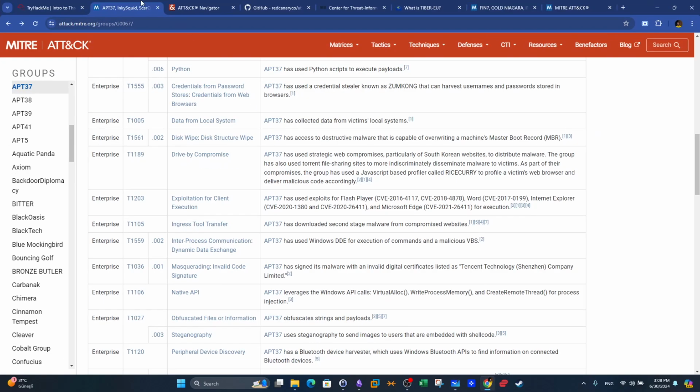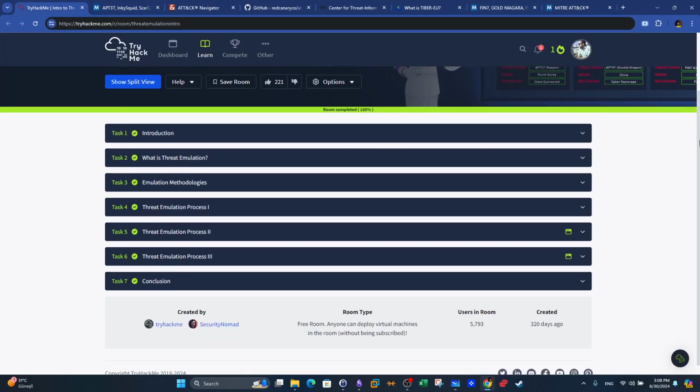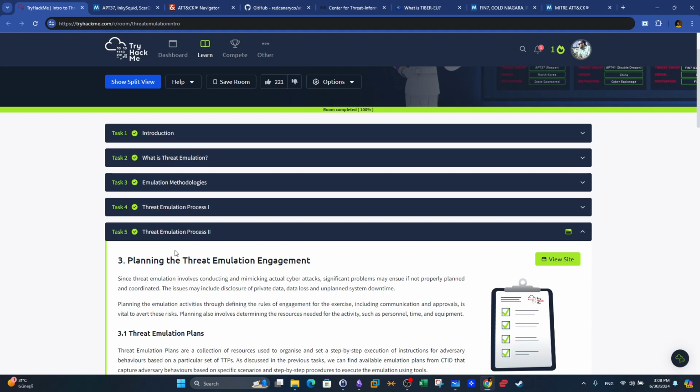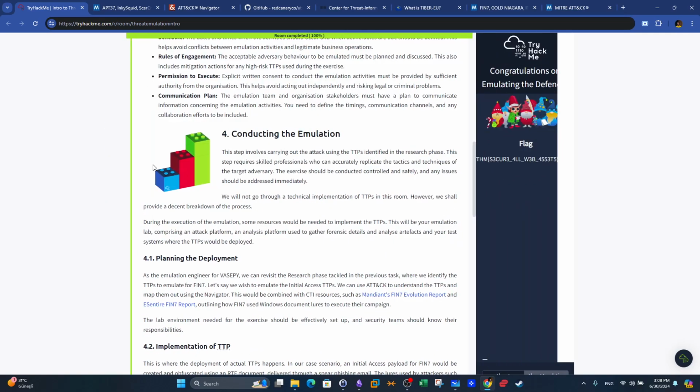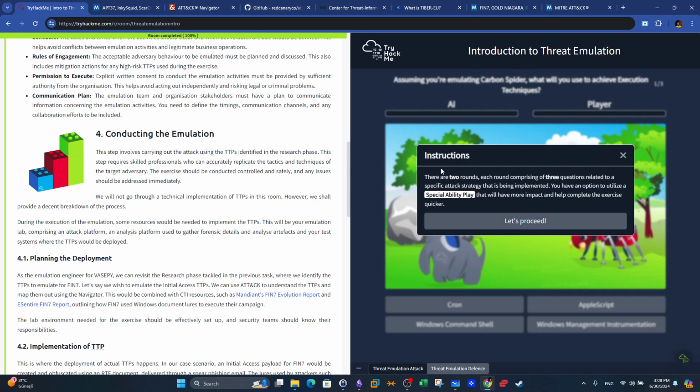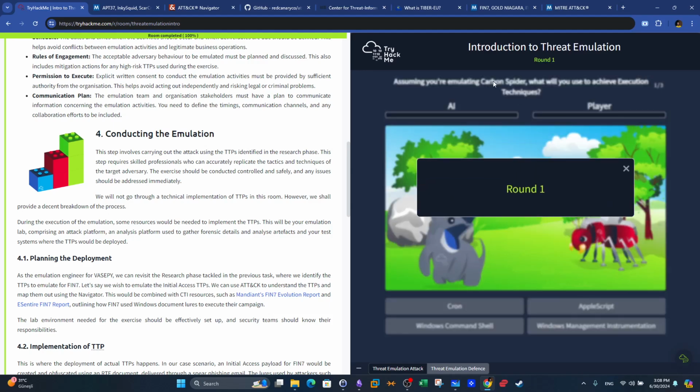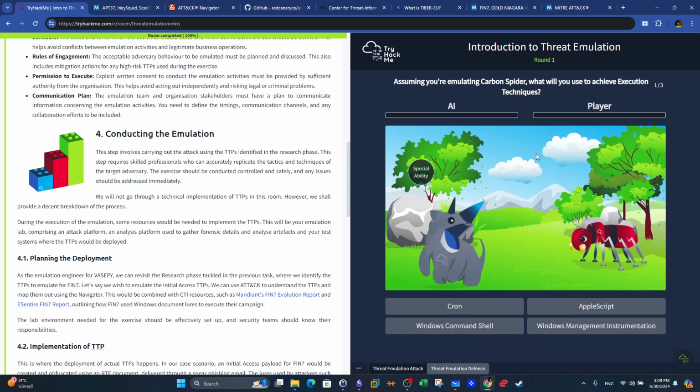Okay, now let's take a look at the room and go over the tasks. So we said that we're going to cover task 5 and task 6 because they contain the simulation through the view site. Let's go over this. There are 2 rounds, each round comprising 3 questions related to specific strategy. In these 2 rounds, we are kind of doing the job of the threat emulation team. Let's go over the questions first.